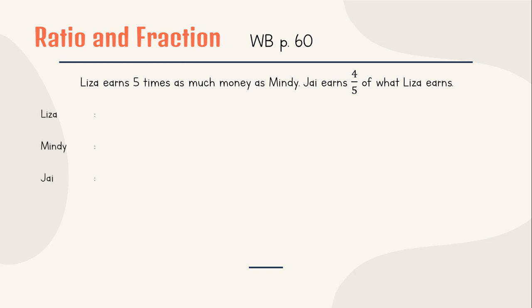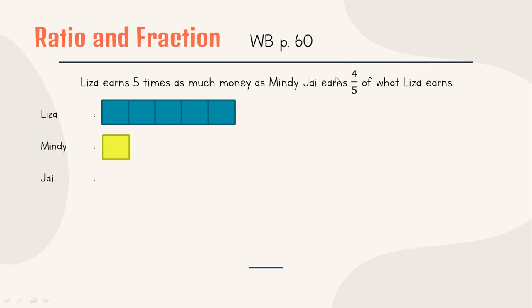60. Lisa earns 5 times as much money as Mindy. Lisa earns 5 times as much money as Mindy means that Lisa has 5 times more than Mindy. Jai earns 4 per 5 now. We're going to discuss it one by one. So Lisa, how many bucks will Lisa have? 5. How many for Mindy? 1. That's it. So Lisa earns 5 times as much money as Mindy.